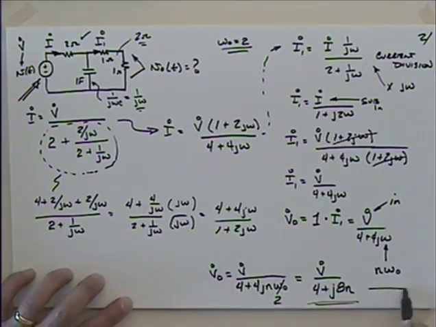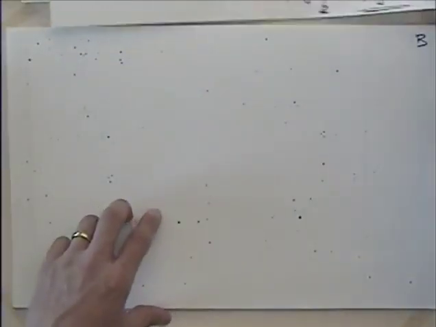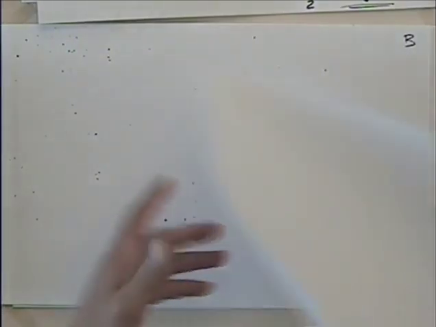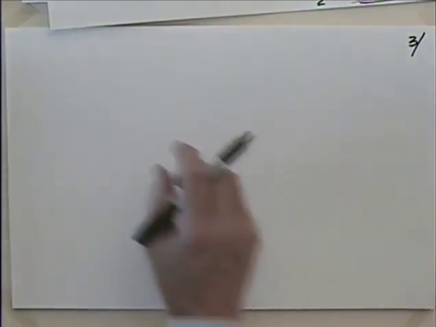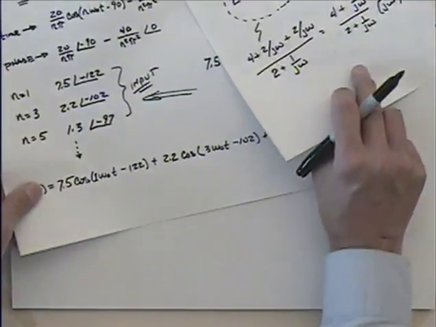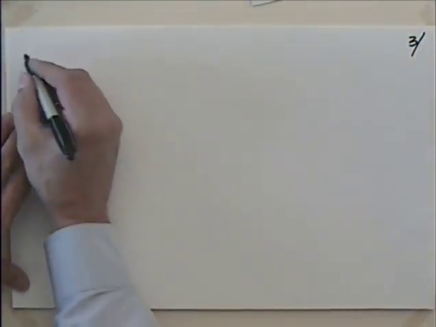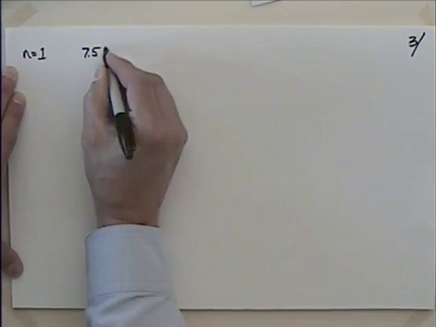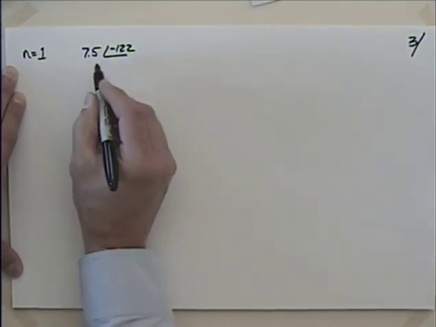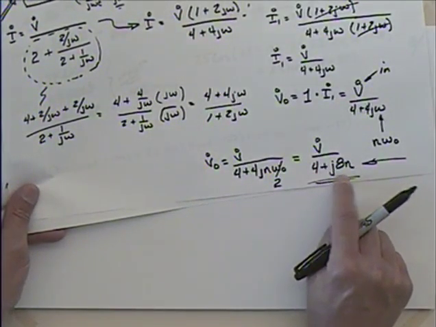So this is the one that I want to use. I'm going to take that and start to put these into it. Let's see how that works. The first one is 7.5 at minus 122, so this is n equals 1. I have 7.5 at minus 122, and then I'm dividing that, because I've got the function here, by 4 plus j8n.